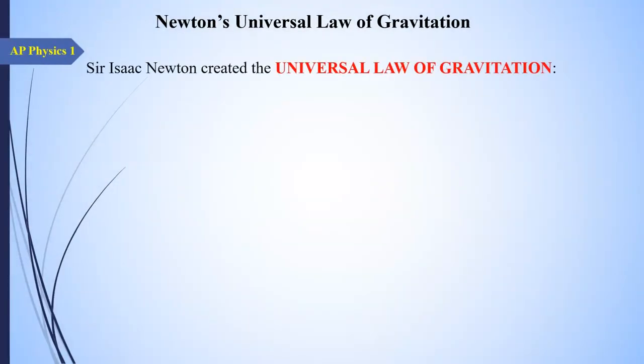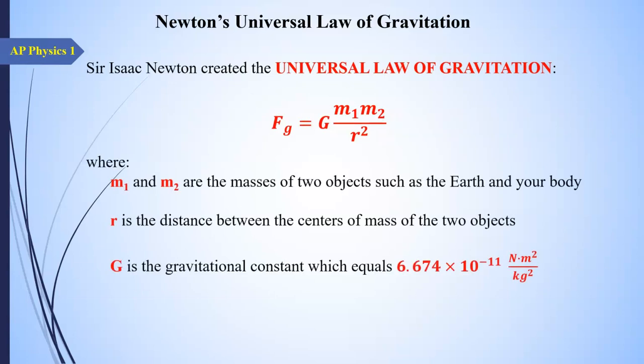Sir Isaac Newton created the universal law of gravitation. There it is again. So where m1 and m2 are the masses of the two objects, such as the Earth and your body, r is the distance between the centers of mass of the two objects, and G is the gravitational constant. And you can see it's a very small number, 6.674 times 10 to the negative 11th.